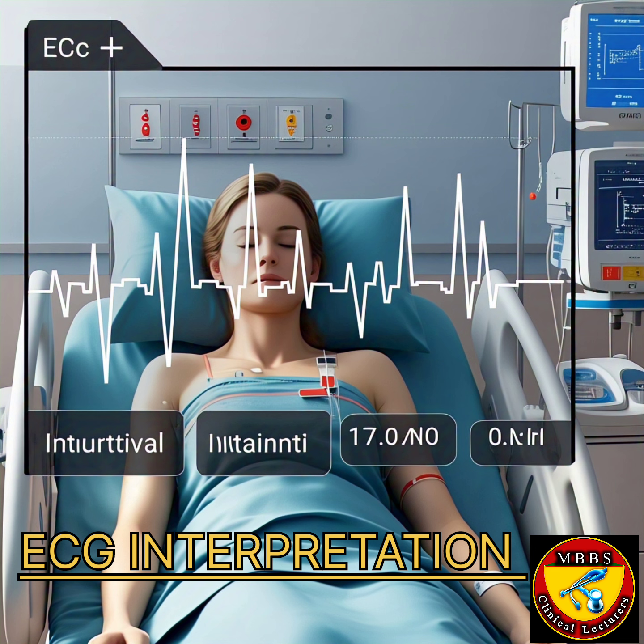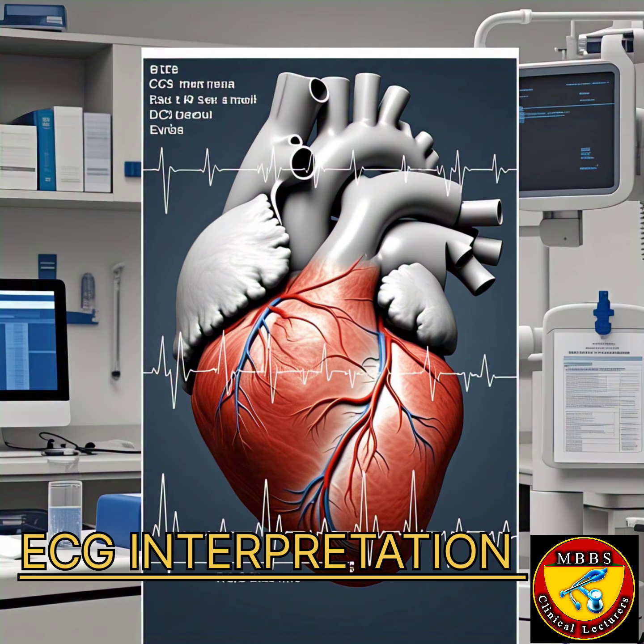Step 2. Identify the rhythm. Look for P waves, QRS complexes, and T waves. Determine if the rhythm is regular or irregular. Check for any arrhythmias, such as atrial fibrillation or ventricular tachycardia.